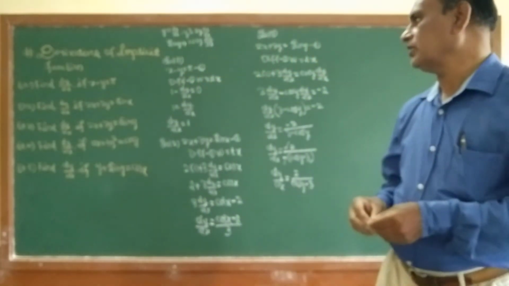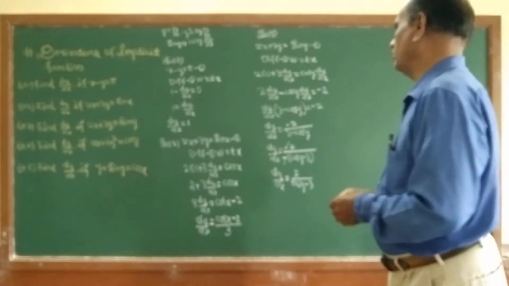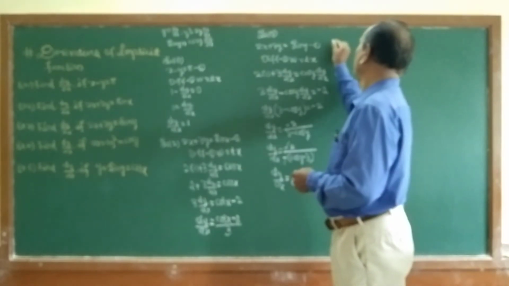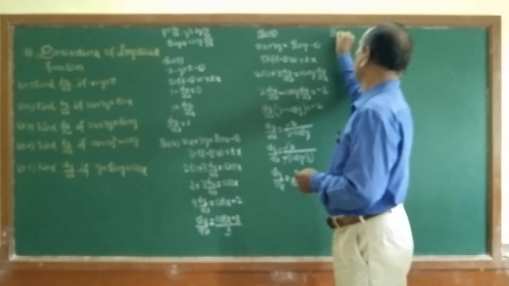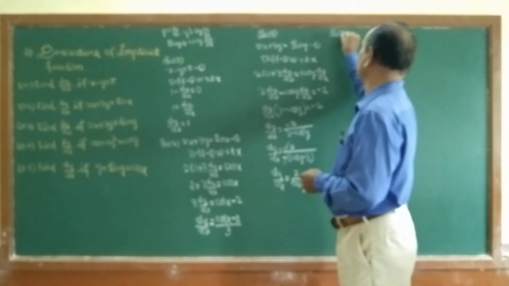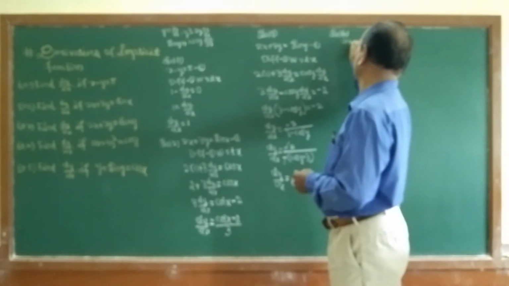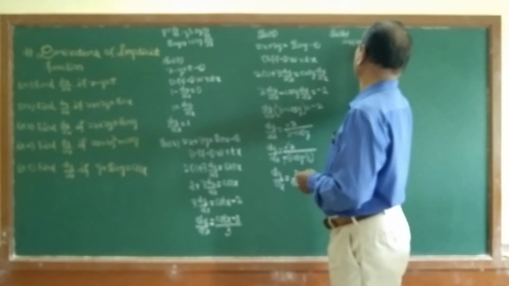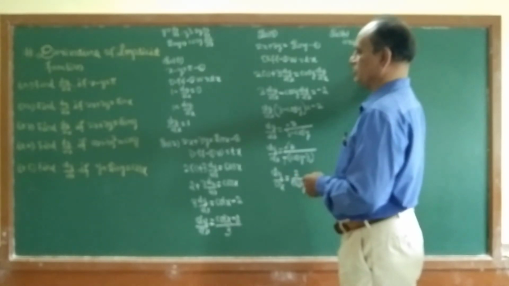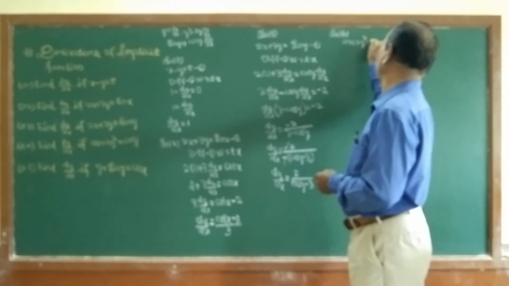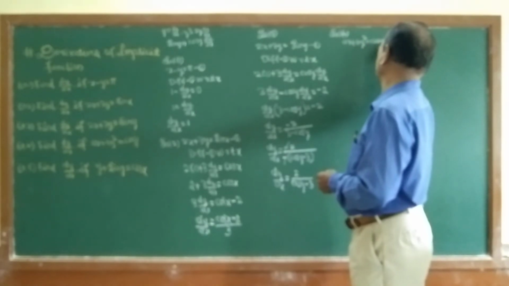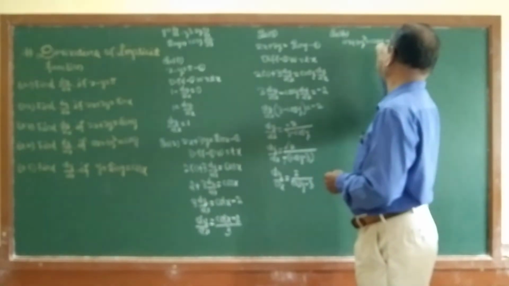Okay, and then come to example number 4. That is the solution for example number 4. Here we have ax plus by square, ax plus by square is equal to cos y, given. Call this equation number 1.